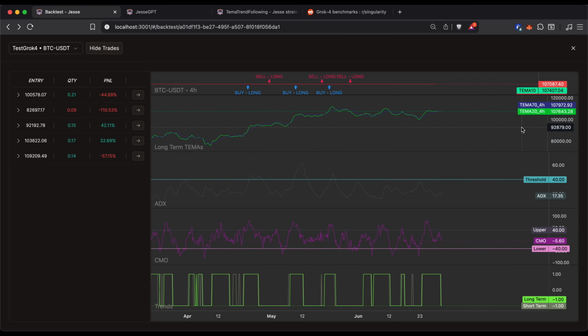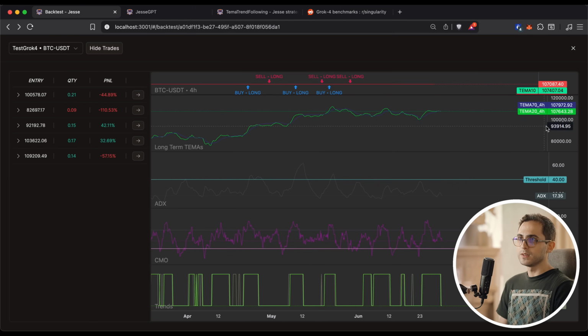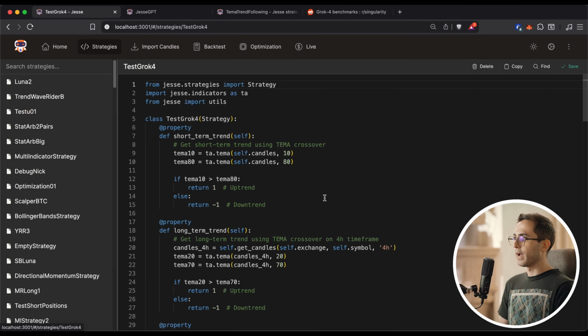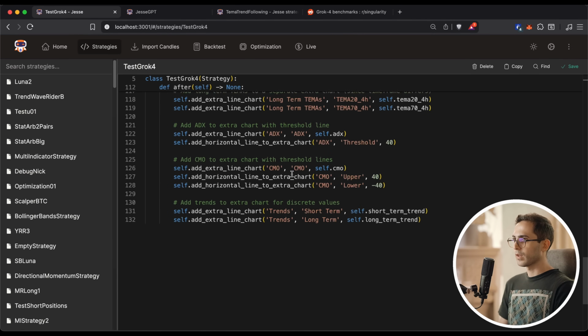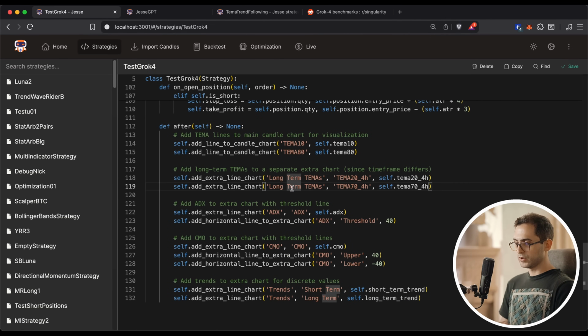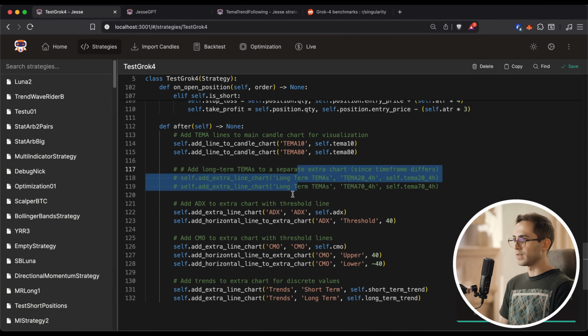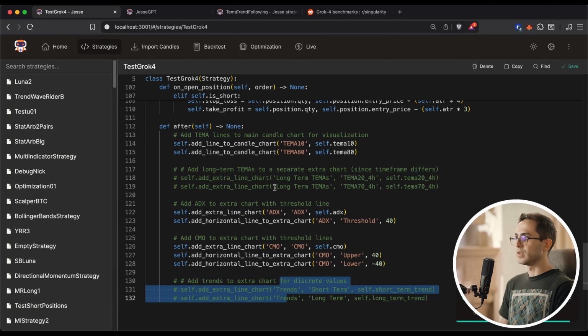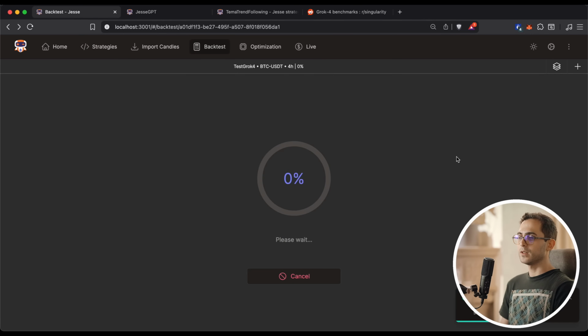But here's the thing. I don't think it should have defined the values of TEMA 10 and 80 in another chart. It should have simply added it to the main candle chart, which we cannot see here. So let's close this, go back and edit it. Now you see here, it shouldn't have done this, but I'm just going to disable it because I want to lower the number of charts. So let's disable these two, go back and run it again.